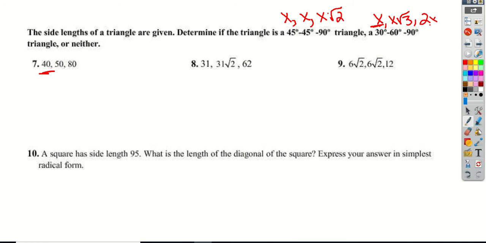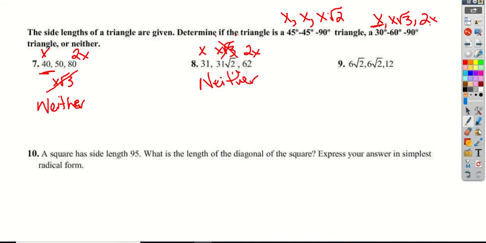So for the next one I see a 40. All right? And then if I'm following the pattern, this is x, this is 2x. However, this is not x radical 3. Okay? So that means that it doesn't follow the pattern, and this is neither. All right? Same thing on the next one. This is supposed to be x, 2x, and x radical 3. However, this is not equal to x radical 3. It's 2, and this is also neither.